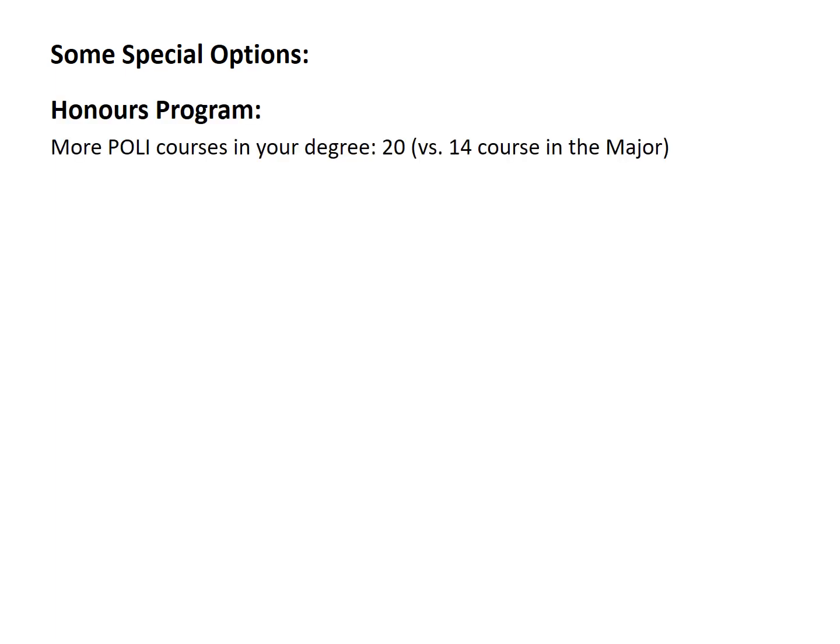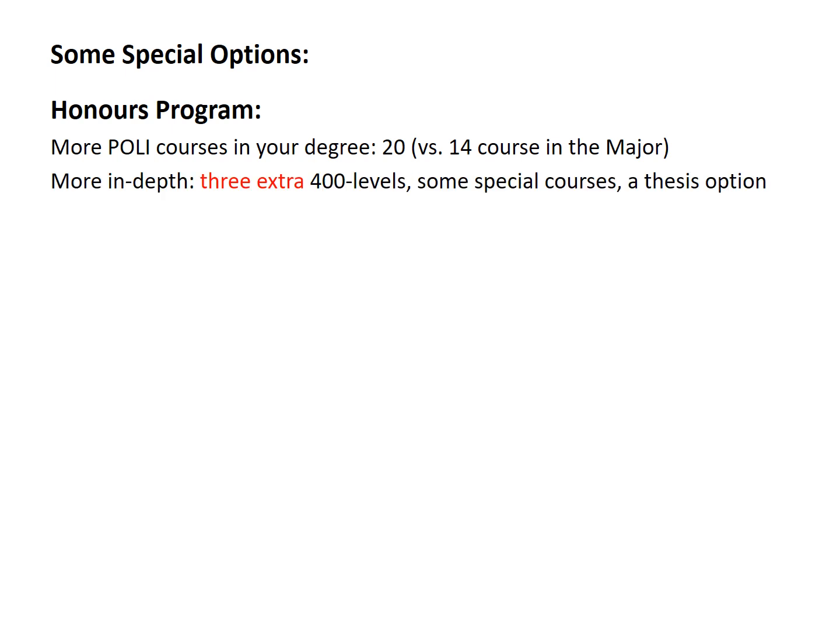So why choose honors? First of all, it offers more political science courses for the student, 20 as opposed to 14 in the major. It allows the student to get farther in depth. In particular, the student will take 3 extra 400 level classes. These are highly desirable because of the small number of students in each of the classes. Why would you take an honors? Some students would want to prepare for grad school, or they would want to engage in research, or they're just interested.